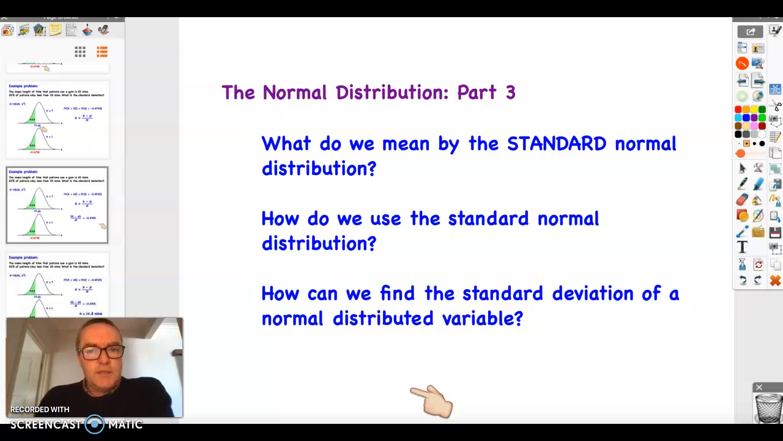So that concludes the lesson. Let's just do a quick recap. We've talked about what we mean by the standard normal distribution, how all other normally distributed variables can be scaled back to this one distribution that has a mean of 0, standard deviation of 1. We've seen how we use the standard normal distribution, in particular that simple formula that we use. And our example that we finished the lesson with was to find the standard deviation when given other information about a normally distributed variable.